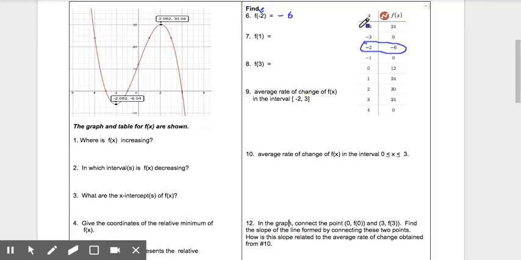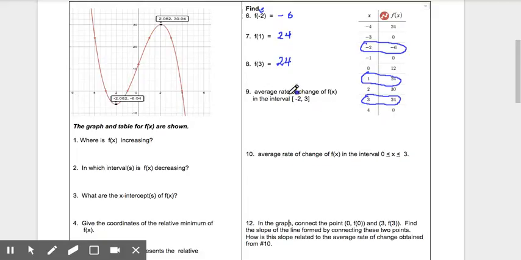Now we want f of 1, so we have to look for 1 on the x column, and it's right here. So here, this is 24. And f of 3 is 24 also, so we'll put here 24.